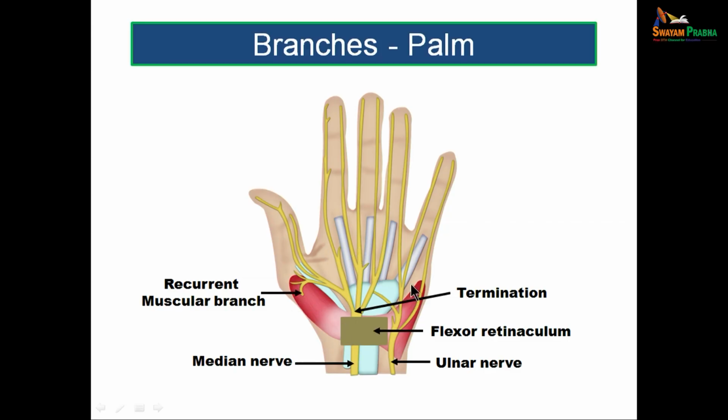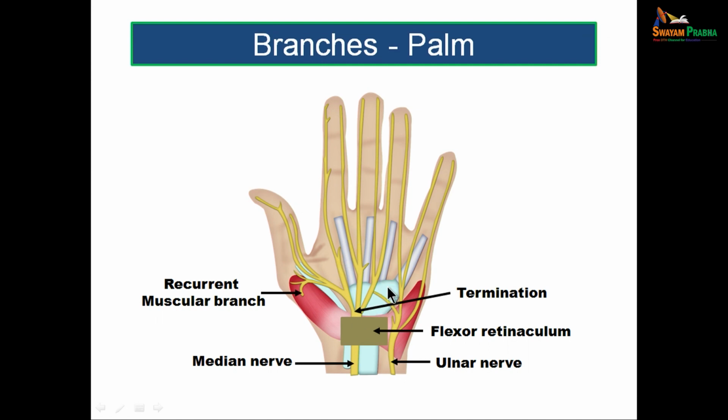So, now we have seen the termination of the median nerve here, the lateral terminal branch giving a recurrent motor branch to the thenar muscles, that is the abductor pollicis brevis, flexor pollicis brevis and opponens pollicis, which will be acting on the thumb, and dividing into 3 proper digital branches, out of which the digital branch going to the index finger will also give a branch to supply the first lumbrical.